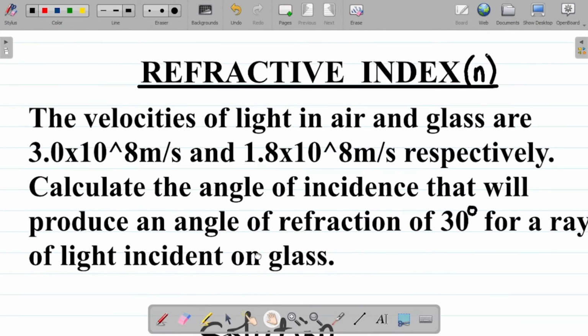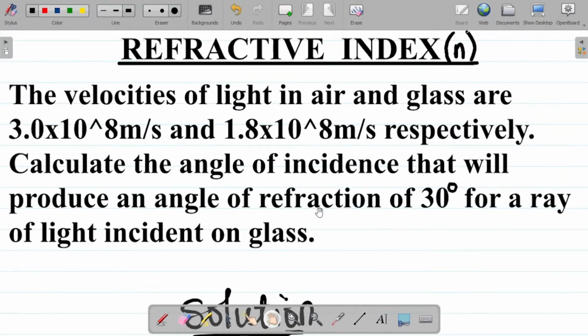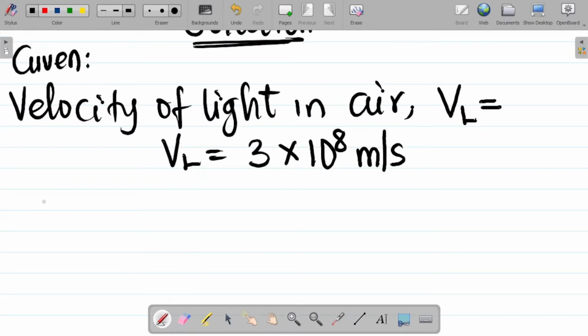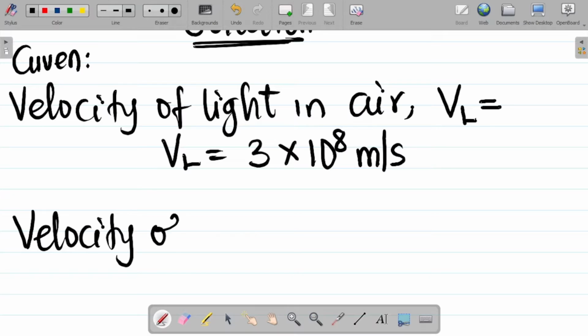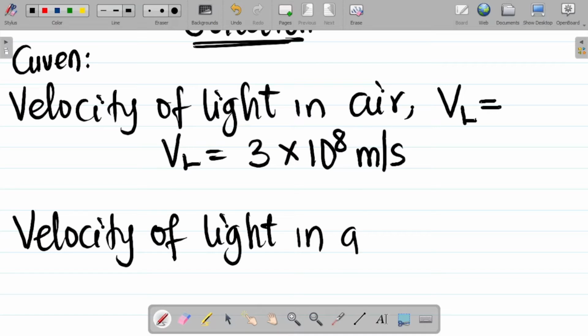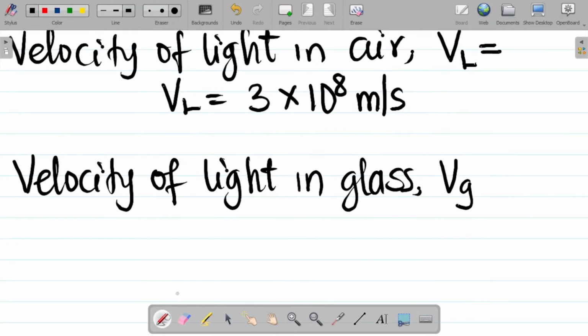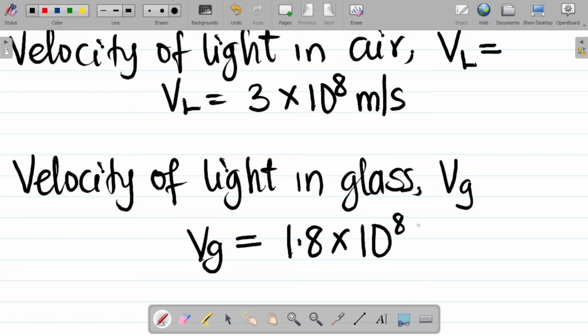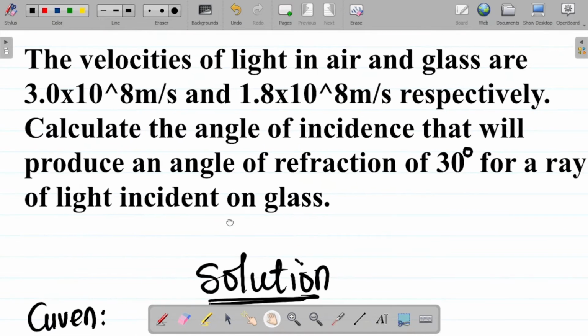Also, we're given the velocity of light in glass. Number 2, given the velocity of light in glass. Let's call this V small g. VG, the velocity of light in glass, is equal to 1.8 times 10 to the power 8 meters per second.